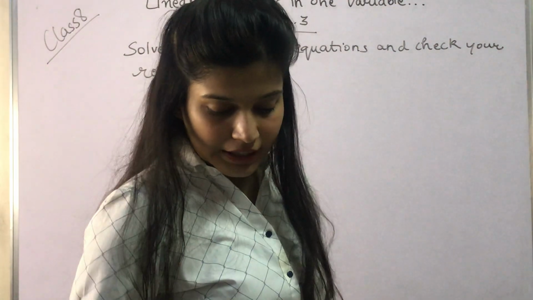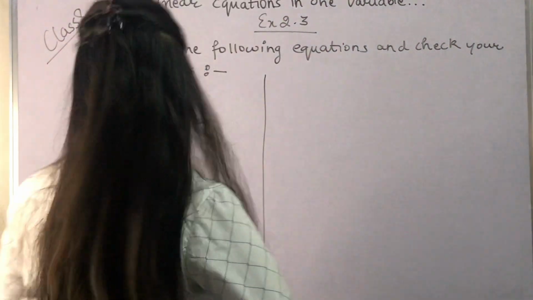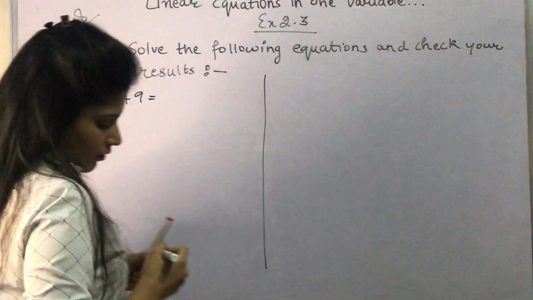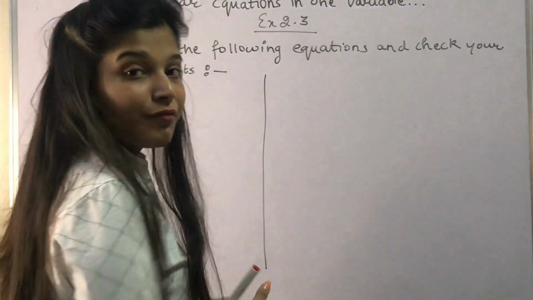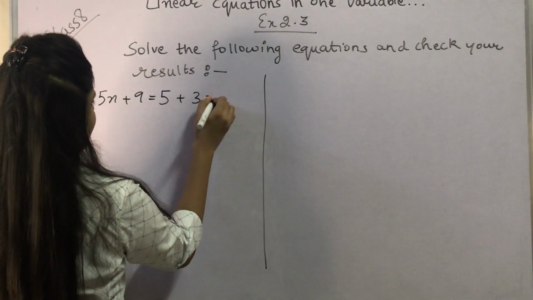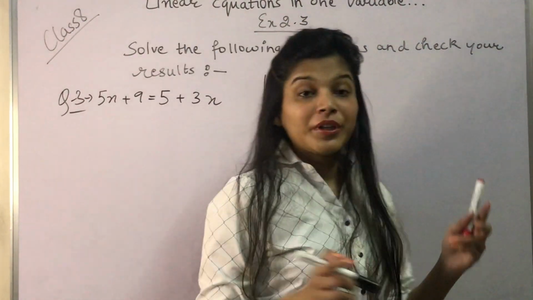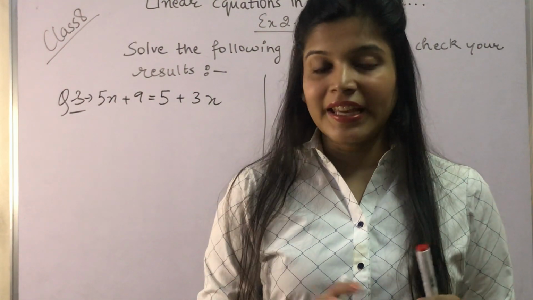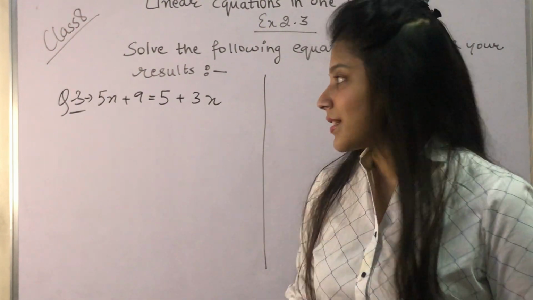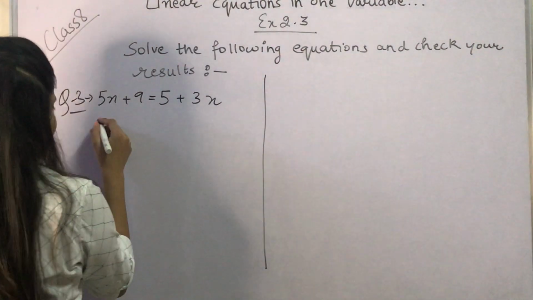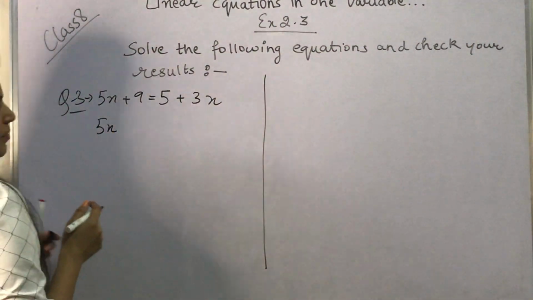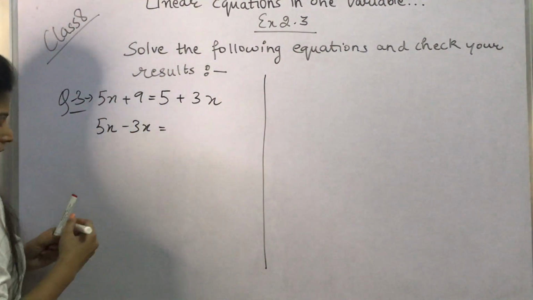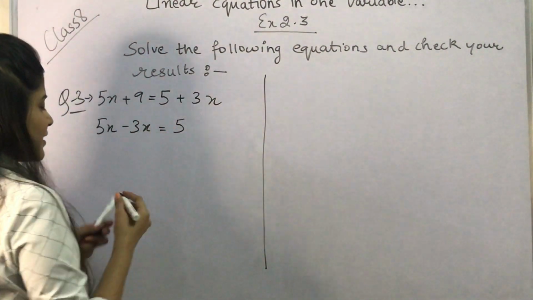Now question number 3 is 5x plus 9 equals 5 plus 3x. Now we know our first step. Our first step is to take the variable terms on one side and constant terms on the other side. So 5x as it is. Now 3x will be transposed and 3x is positive, so it will become negative. Equals to as it is. Now 5 as it is, and now 9.